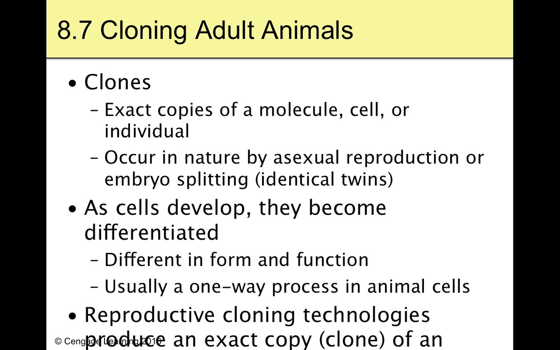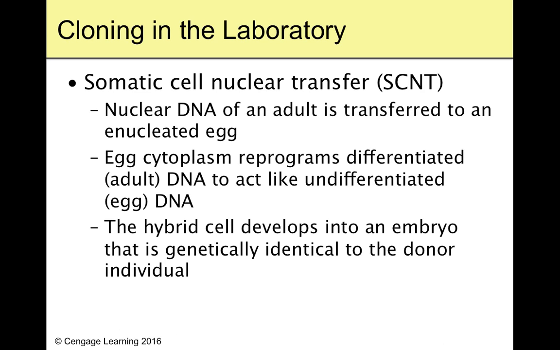And we use reproductive cloning technologies now to produce an exact copy or a clone of an organism. That's where we are now. And so we call this process somatic cell nuclear transfer, which basically means transferring the nucleus of a body cell. So we don't have to use sperm or egg to accomplish this from the donor, which is kind of cool.